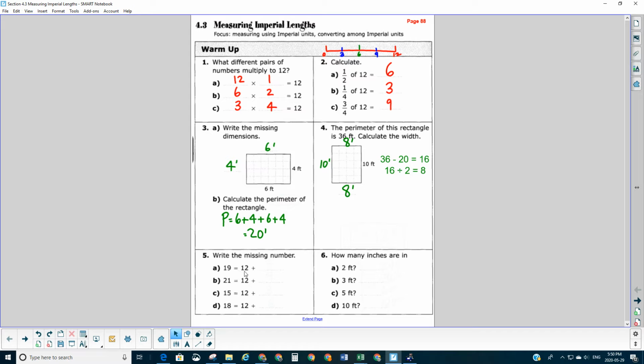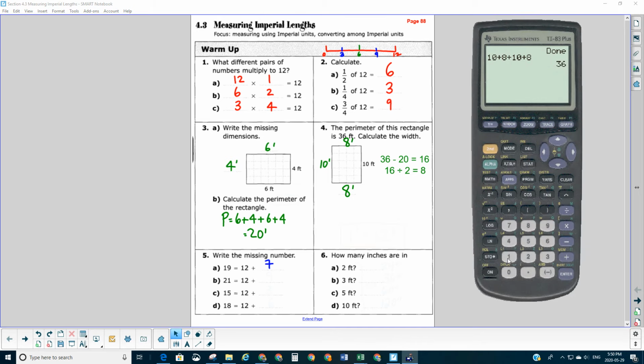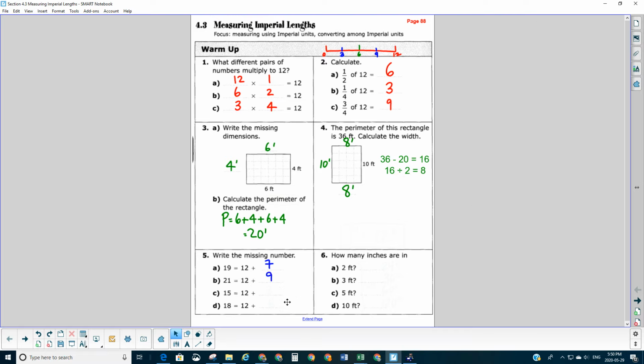All right, what is the missing number for this one? Well, 19 is 12 plus. How much more do we need to get to 19? So 13, 14, 15, 16, 17, 18, 19. That's 7 fingers I have up right now. So 7. You can also do the math. 19 minus the 12 will get you the 7. What about 21 minus the 12? So that's 12 plus 9. Okay. 15 is 12 plus 3 more. And then 12 plus 6 is 18.